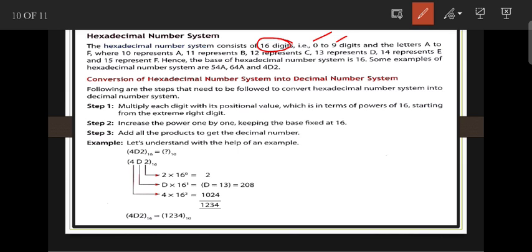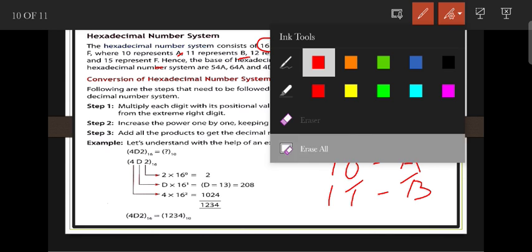After 9, 10 is represented by A. 11 is B, 12 is C, 13 is D, 14 is E, and 15 is F. So after the digit 9, the letters represent the numbers: 10 is A, 11 is B, 12 is C, 13 is D, 14 is E, and 15 is F. So A to F.